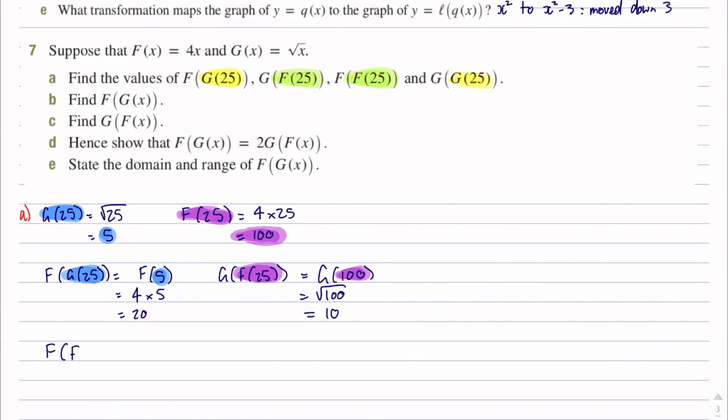f of f of 25: f of 25 was 100, so f of 100, which means it's 4 times 100, which gives us 400. g of g of 25: g of 25 was 5, so that means g of 5 is the square root of 5, which we can't simplify, so we leave it like that.